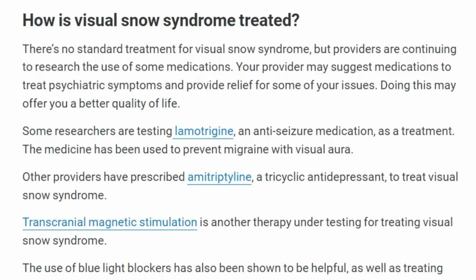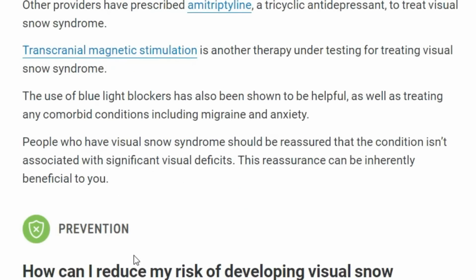How is visual snow syndrome treated? There's no standard treatment for visual snow syndrome, but providers are continuing to research the use of some medications. Your provider may suggest medications to treat psychiatric symptoms and provide relief for some of your issues. Doing this may offer you a better quality of life. So there's certain medications they're trying, like anti-seizure medication, antidepressants. So they're testing different ones.